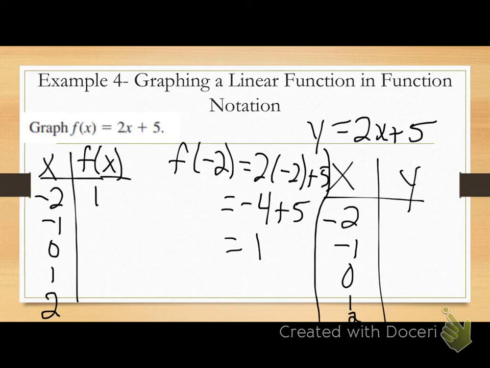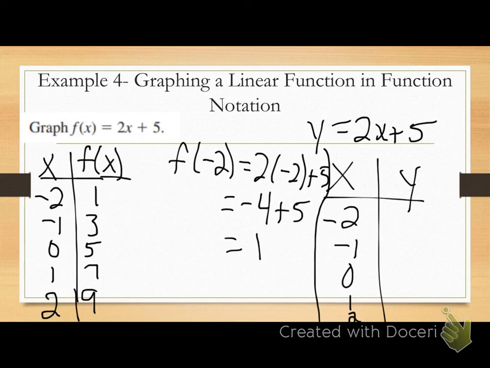Okay, plugging in negative 1. What's 2 times negative 1? Negative 2. Negative 2 plus 5 is 3. Very good. Everyone with me? Positive 2 times 0 is 0. 0 plus 5 is 5. Plug in 1. 2 times 1 is 2. 2 plus 5 is 7. And plug in 2. 2 times 2 is 4. 4 plus 5 is 9. Questions on how I've plugged in? How I got my table of values?